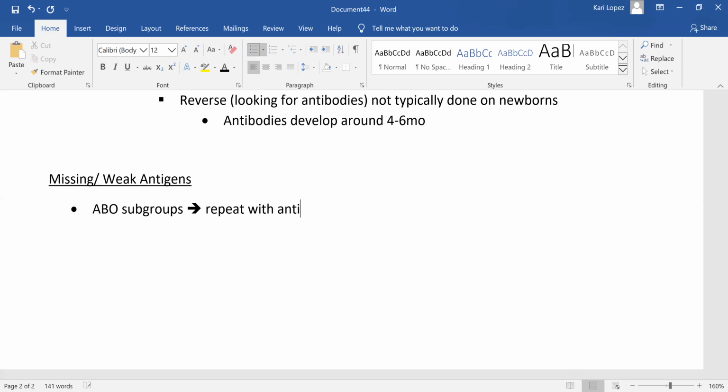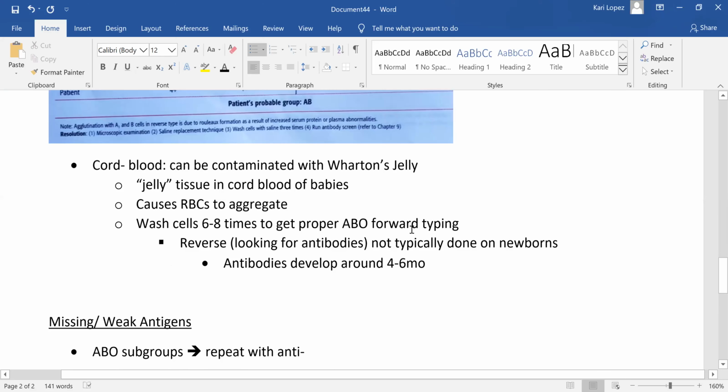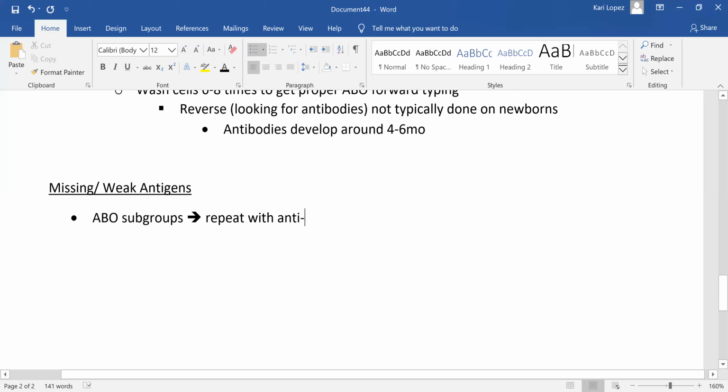You're back up to potential causes. I am. Let me go back down. Can you see it now? Missing or weak antigens. Can you? Let me reshare it. Can you see it now? Yes. Okay. Sorry. That's okay.